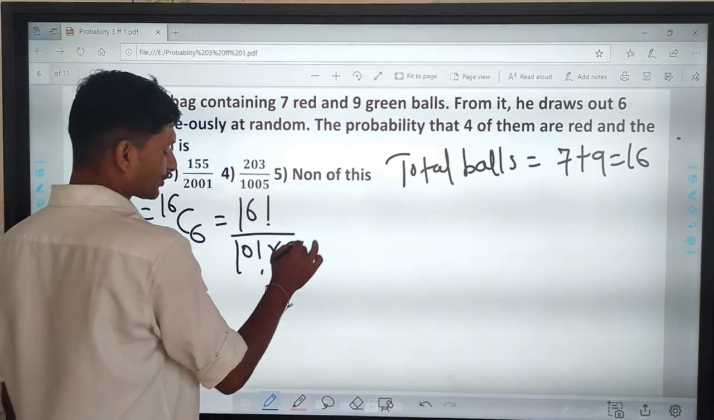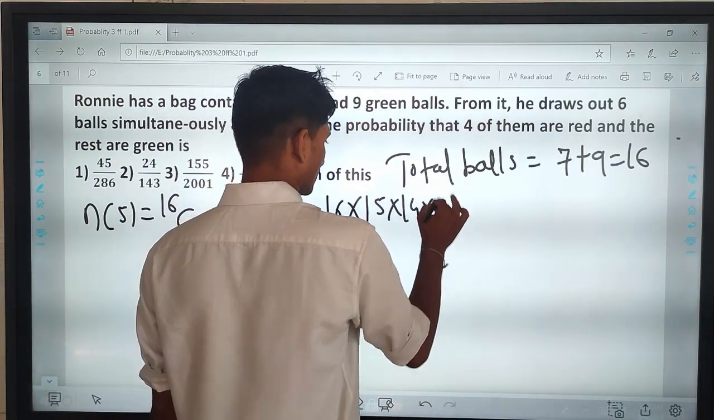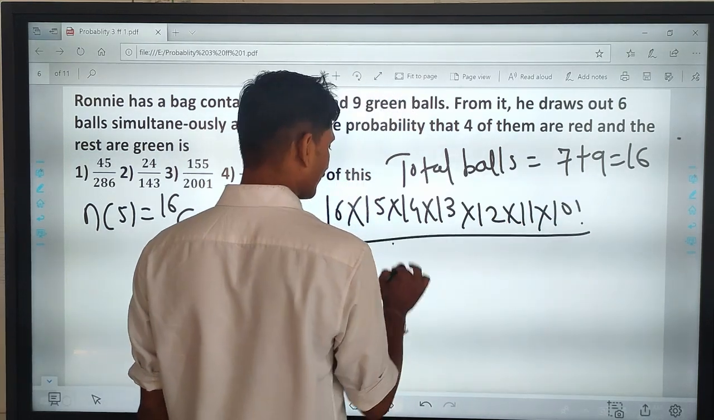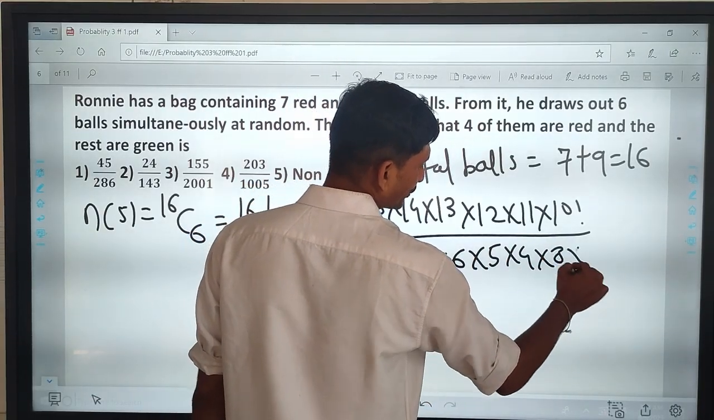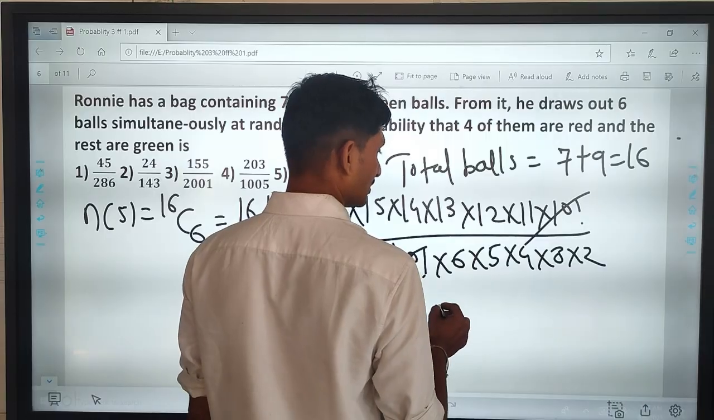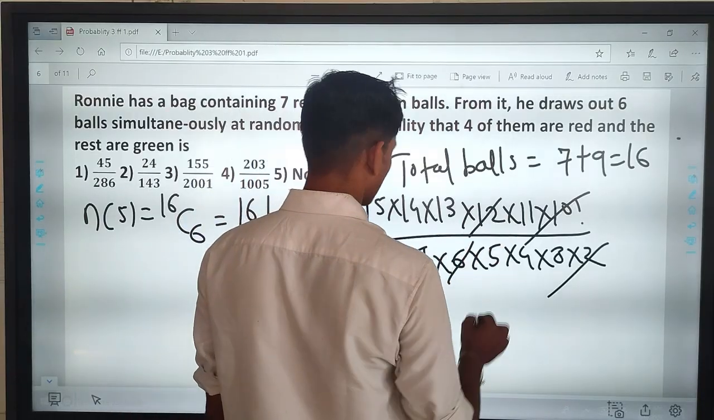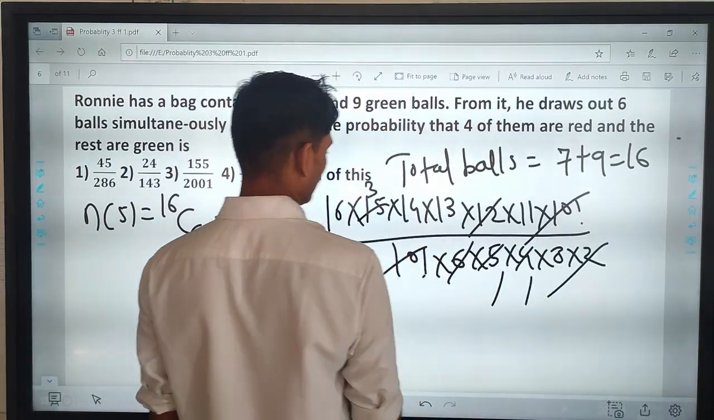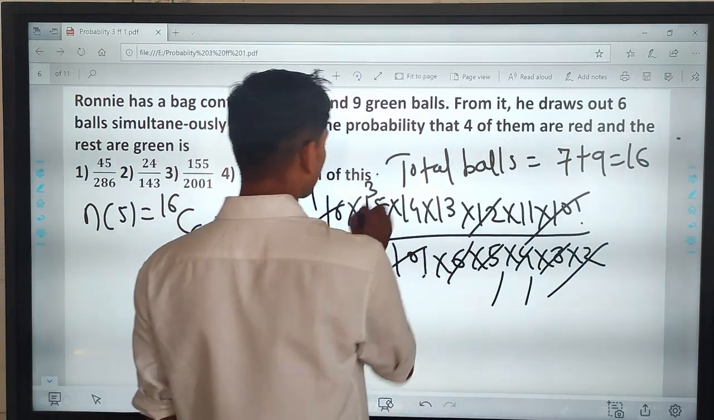Here we write 16, 15, 14, 13, 12, 11 and 10 factorial divided by 10 factorial into 6 factorial, which means 6, 5, 4, 3, 2. 10 factorial gets cancelled. Here 6 into 2 is 12. 5 into 1 is 5, 5 times 3 is 15. 4 into 1 is 4, 4 into 4 is 16.